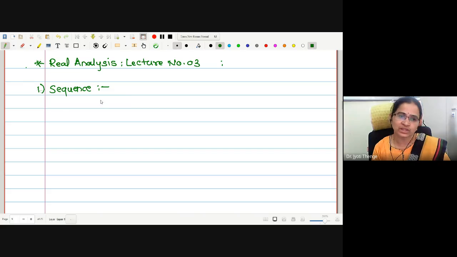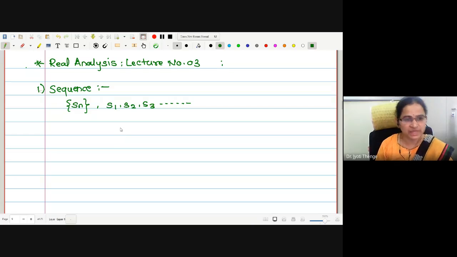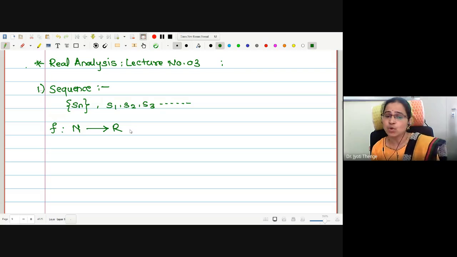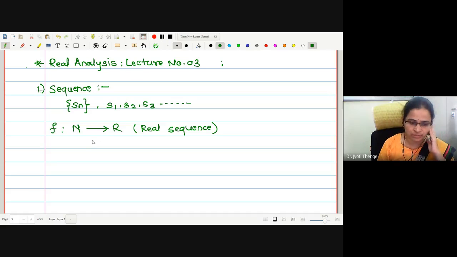I think you are knowing the symbol representing the sequence. So the symbol we are using is {s_n}, and the terms of the sequence we are writing as s1, s2, s3 and so on. But what is basically a sequence? Basically, a sequence is a function whose domain is the set of natural numbers and codomain is the set of real numbers. Why am I considering the set of real numbers? Because here we are considering a real sequence. If you are considering a complex sequence, your codomain may change correspondingly to the field of complex numbers. Therefore, this f is a function from natural numbers to the set of real numbers.